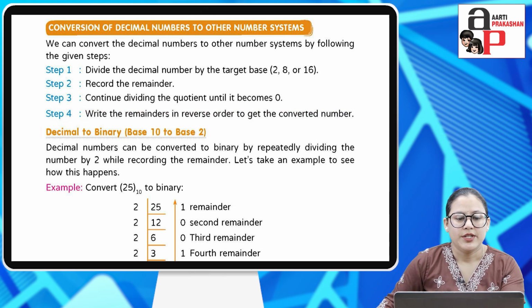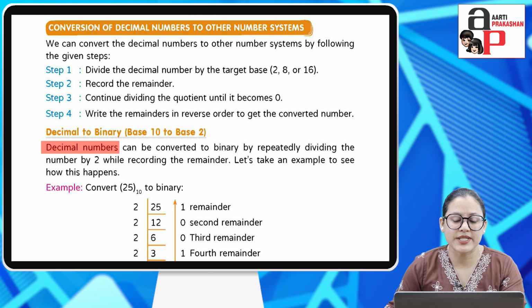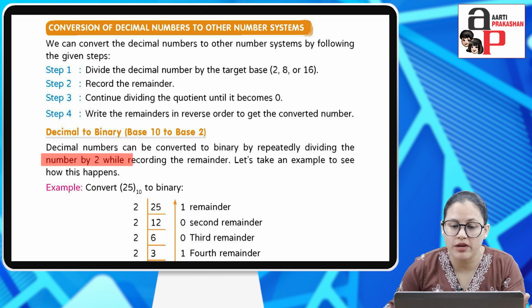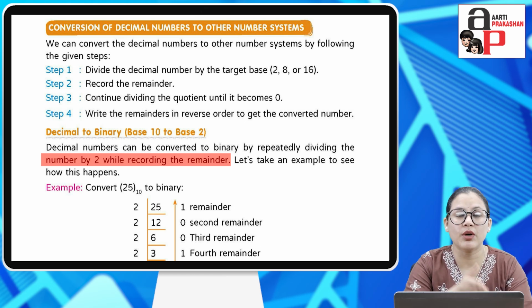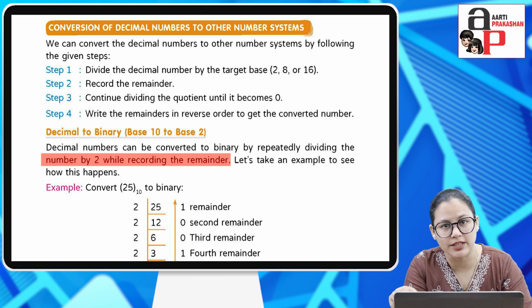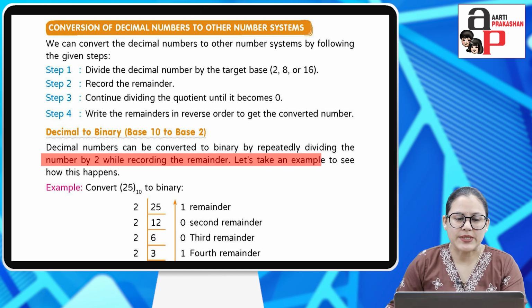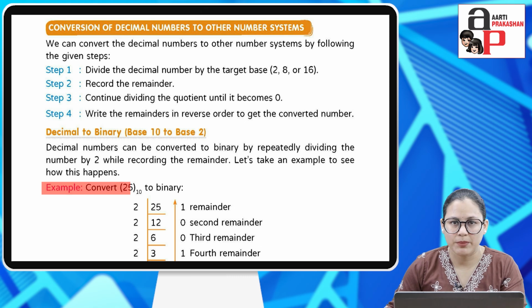Okay. So, decimal to binary, that is base 10 to base 2. Decimal numbers can be converted to binary by repeatedly dividing the number by 2 while recording the remainder. So here we will have to divide by 2 because we are going to convert decimal to binary. Okay, so let's take an example to see how this happens. Example, convert 25 base 10 to binary.